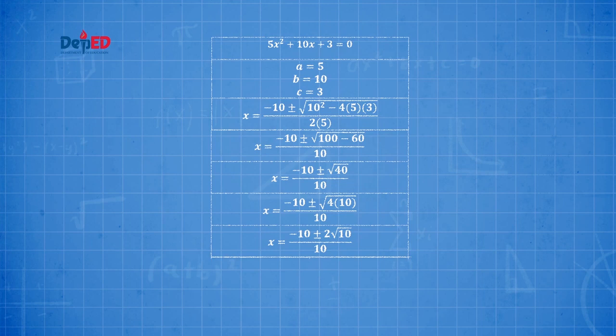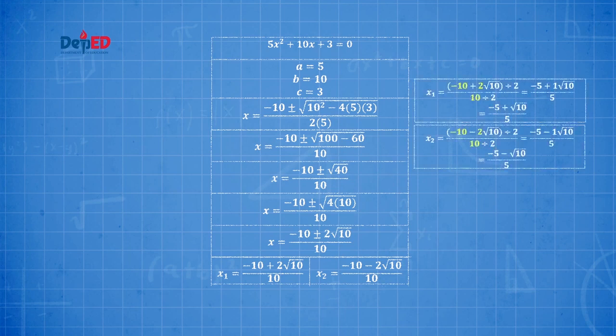Now, we can split the equation into 2. X sub 1 equals negative 10 plus 2 square root of 10 all over 10. X sub 2 equals negative 10 minus 2 square root of 10 all over 10. And then, solve for x. We cannot combine a rational number and an irrational number, but we can simplify the answer by making use of GCF, or greatest common factor.